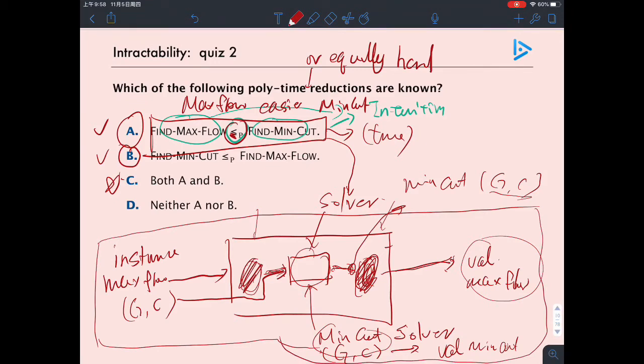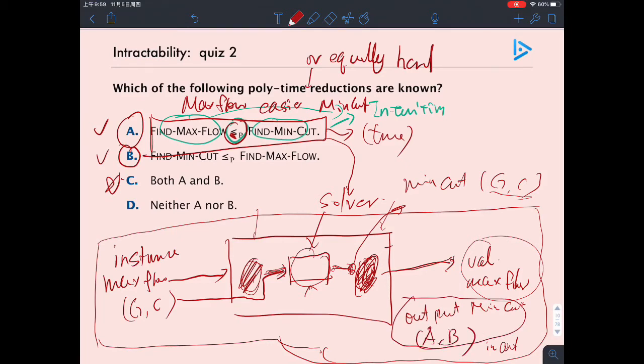Sometimes people have a different definition of the min cut. For instance, in case the output of the min cut is really just the sets A and B, not a real value, then in order to design these two blocks, we really need to do a little bit of extra work. For this block, we don't need to do any extra things. We just feed the same graph to the solver. Now the solver outputs the sets A and B, which is the min cut of the input.